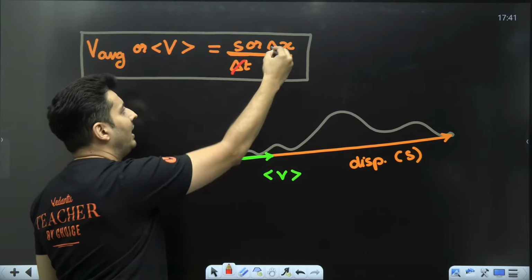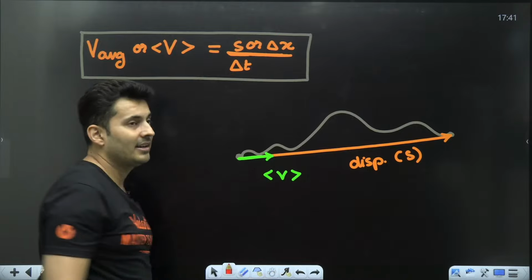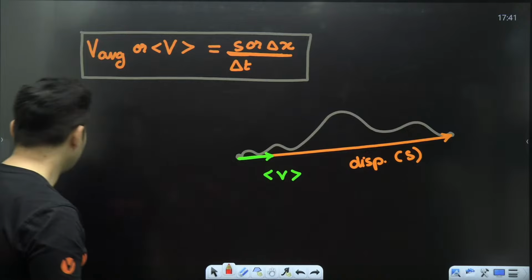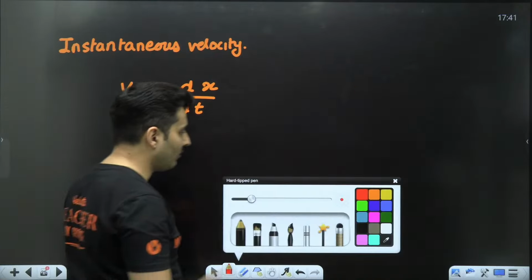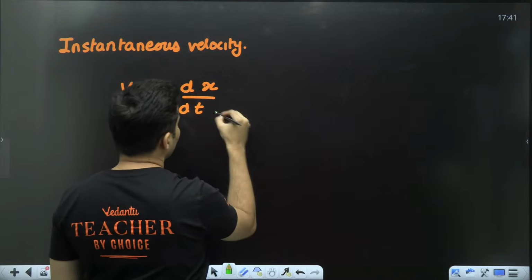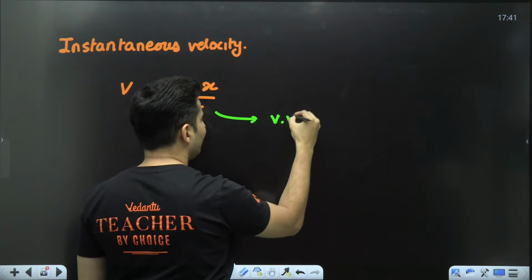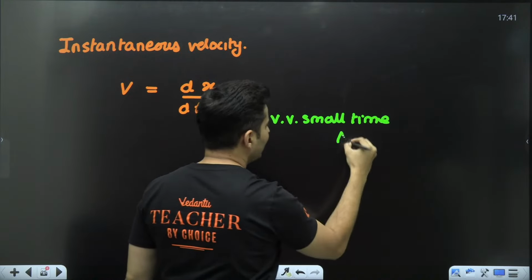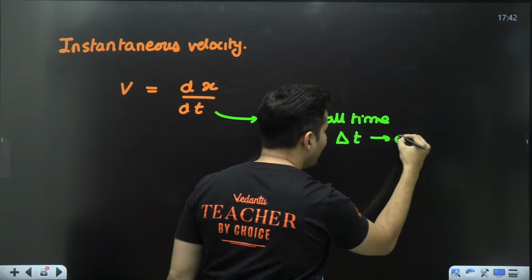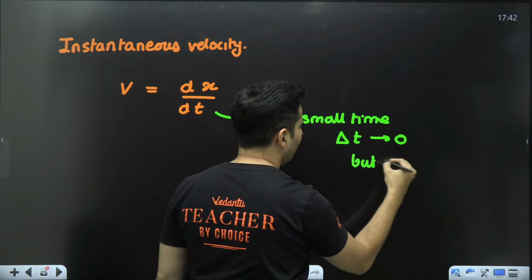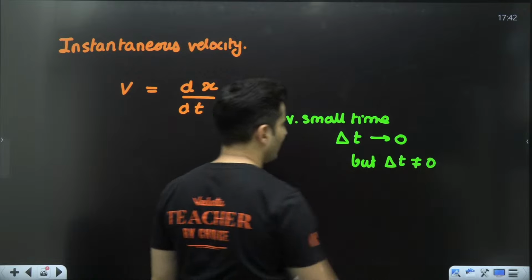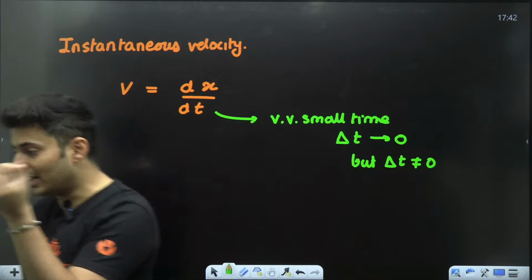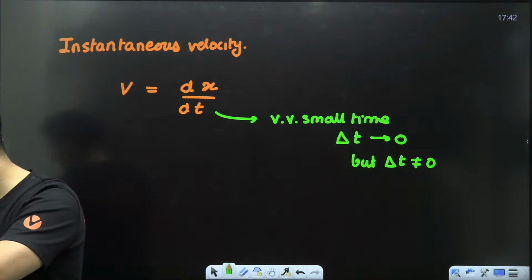Then you should cancel this delta and delta also. No, that is not delta times x. It is delta of x, change of x. So this is d of x. This is d of time. What does this actually mean? This basically says a very, very small time. That is basically delta t is becoming very close to 0, but delta t is not 0. This is what it means. dt is very, very small, but it is not 0.